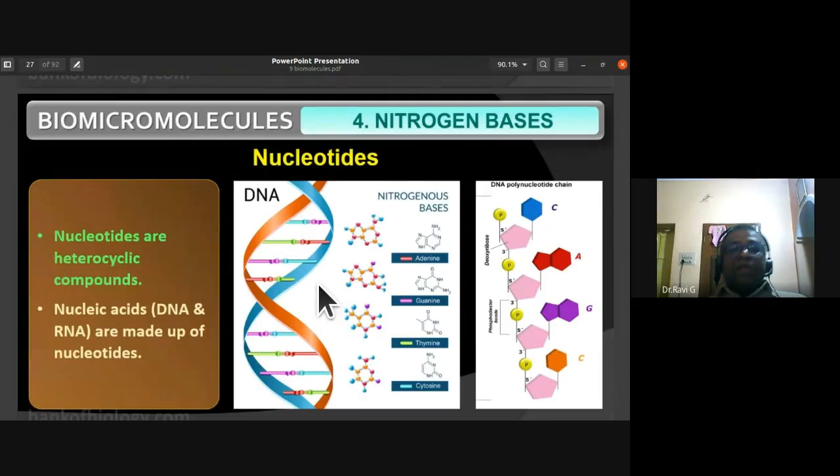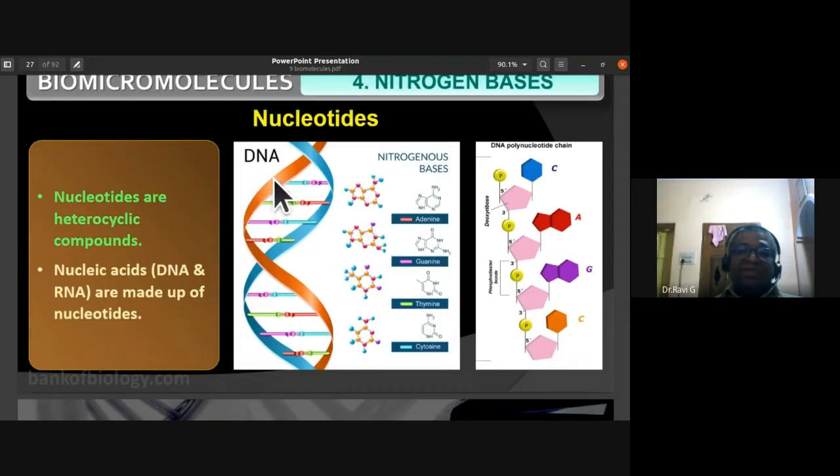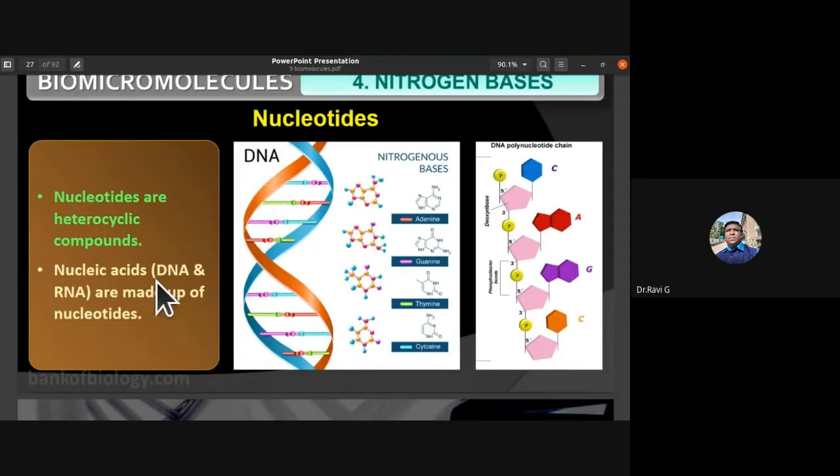So nucleotides are also called base sequences. The nucleotides are heterocyclic compounds. Nucleic acids, DNA and RNA, are made up of nucleotides. So nucleic acids are polynucleotides, we call it.